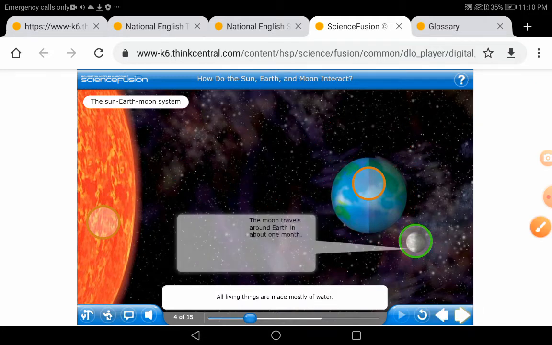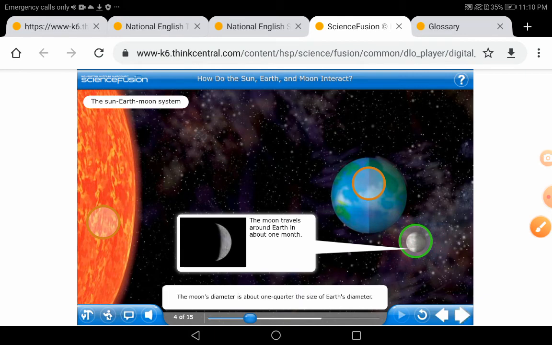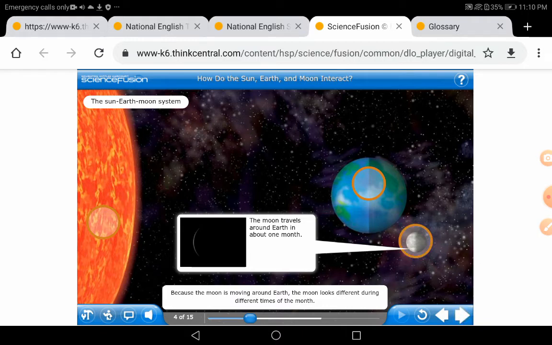Let's see the moon. The moon's diameter is about 1/4 the size of Earth's diameter. It takes about a month for the moon to move around Earth. Because the moon is moving around Earth, the moon looks different during different times of the month. So the moon looks different during different times of the month. Okay, we will talk about that in the other lesson about moon phases.